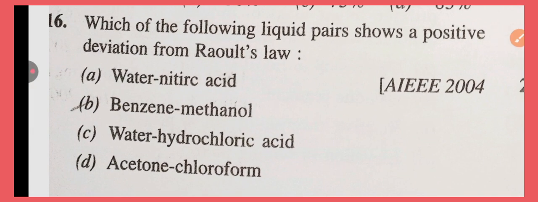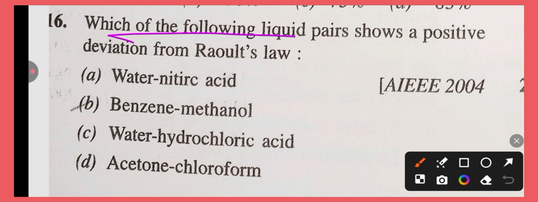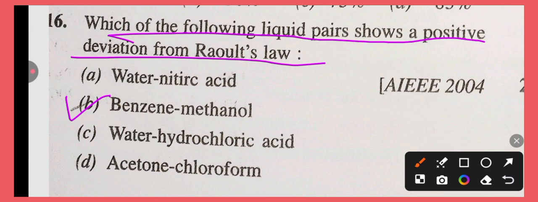In which of the following liquid pairs show positive deviation from Raoult's law? Here benzene and methanol show positive deviation from Raoult's law. Benzene is non-polar and methanol is polar. When they mix, the intermolecular interaction decreases, causing an increase in the escaping tendency of both liquids. Thus, it forms a positive deviation from Raoult's law.